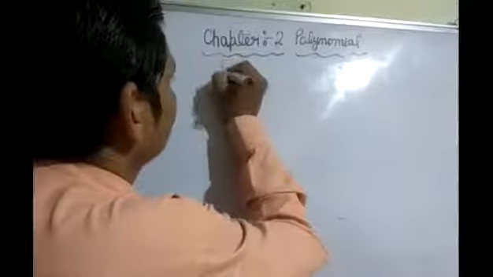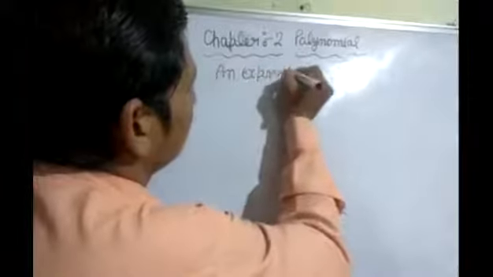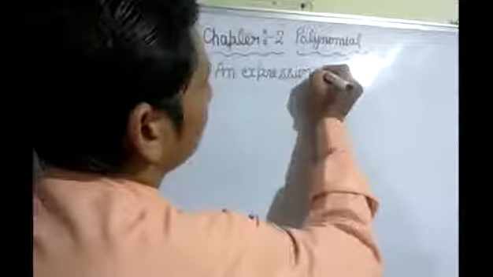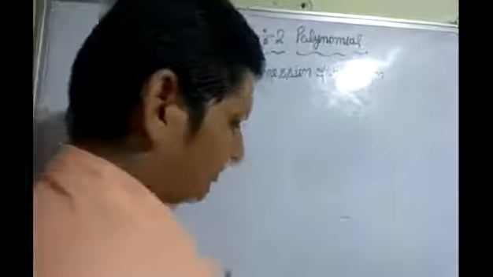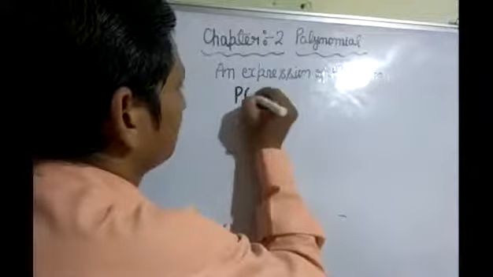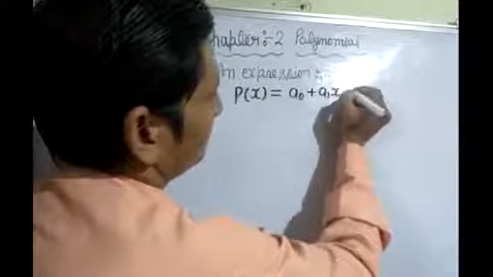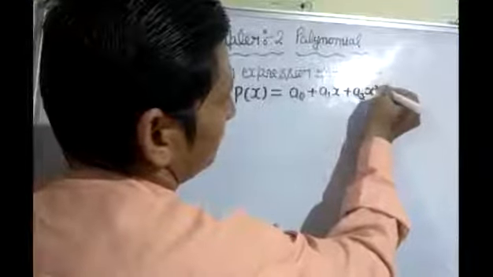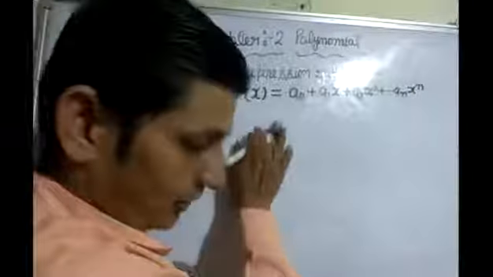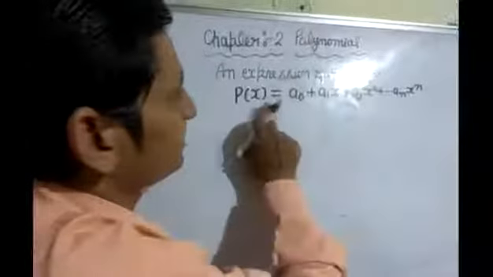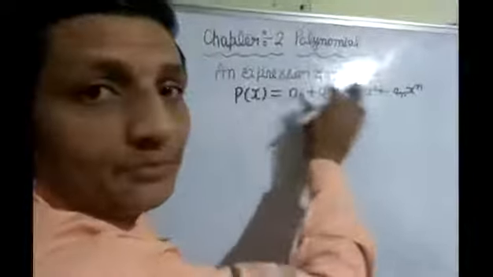Polynomial: an expression of the form p(x) = a0 + a1x + a2x² + ... + anxⁿ is called a polynomial.